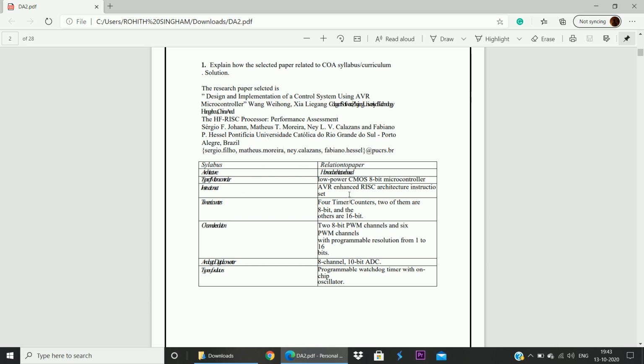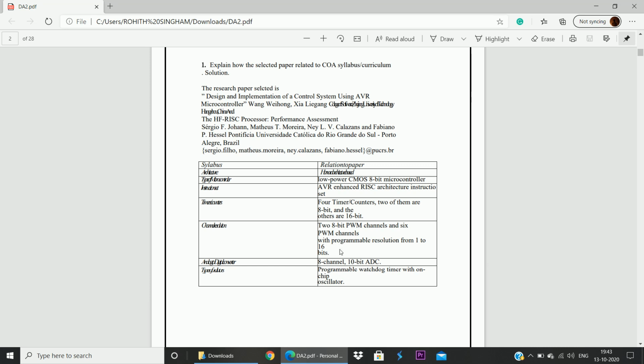relations to this paper. Low power CMOS 8-bit microcontroller, AVR enhanced RISC architecture instruction set, 4 timer counters, 2 of them are 8-bit and the others are 16-bit, 2 8-bit PWM channels and 6 PWM channels with programmable resolution from 1 to 8 bits.